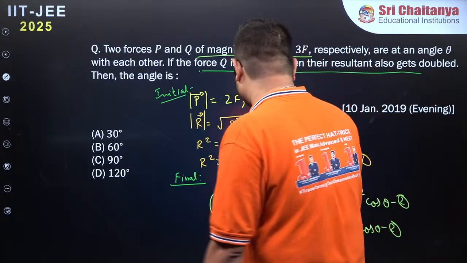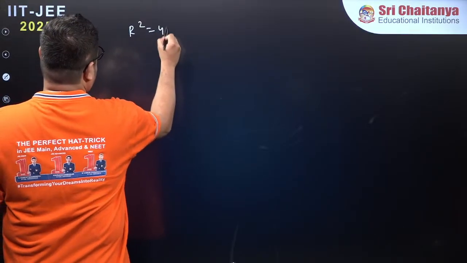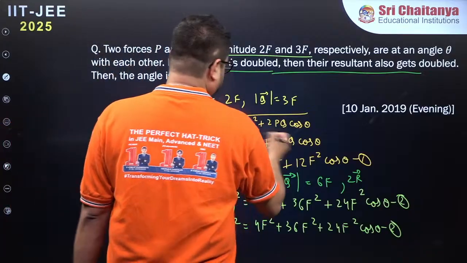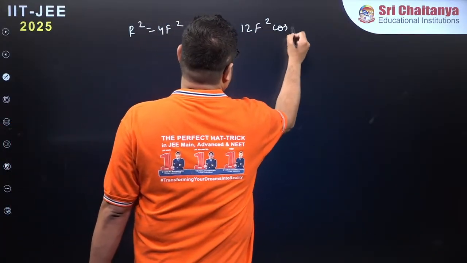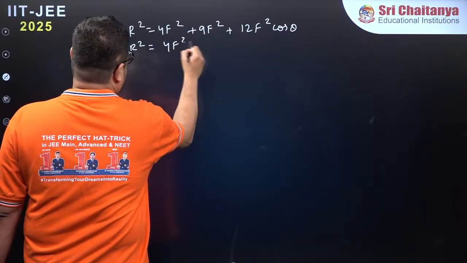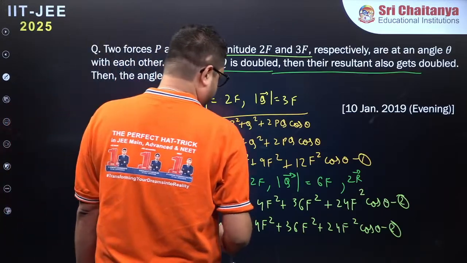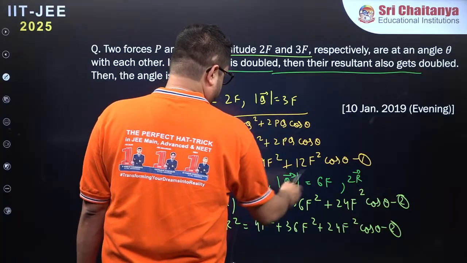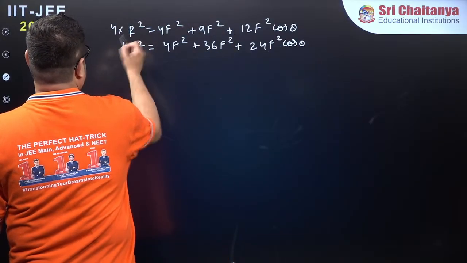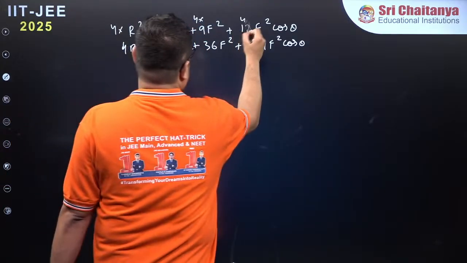You can eliminate the resultant over here, right? So once again, I will write down the two equations. The first equation was R square equals 4f square plus 9f square, plus 12f square cosine of theta. And the second equation is 4R square, that is equivalent to 4f square plus 36f square, the new value of Q, and over here I will be getting 2 into 4 into 6, 24f square cosine theta. So if I multiply the first equation with 4, I can easily eliminate this. This means this is also going to be multiplied by 4.